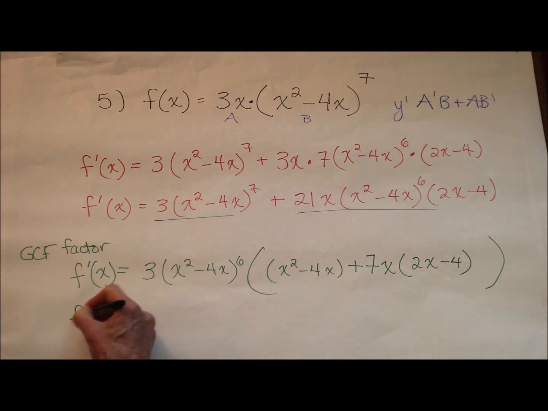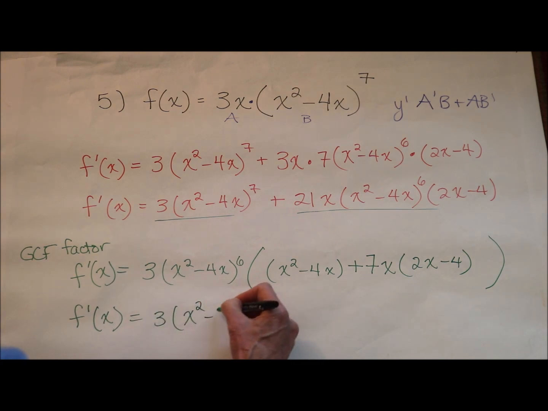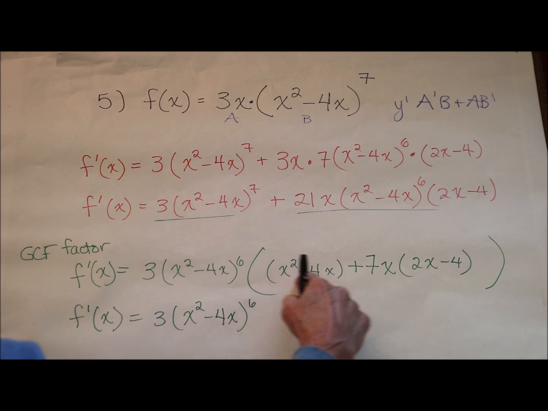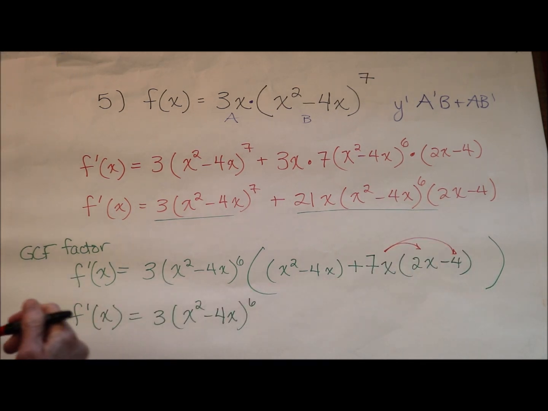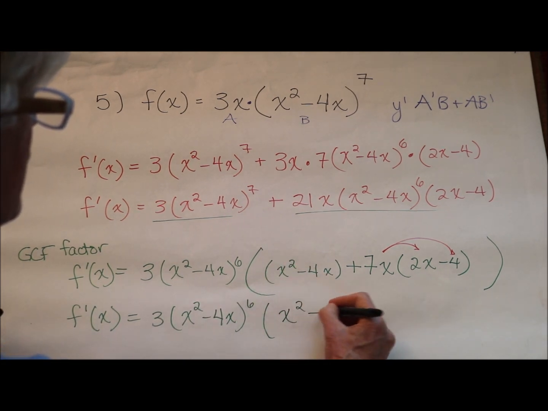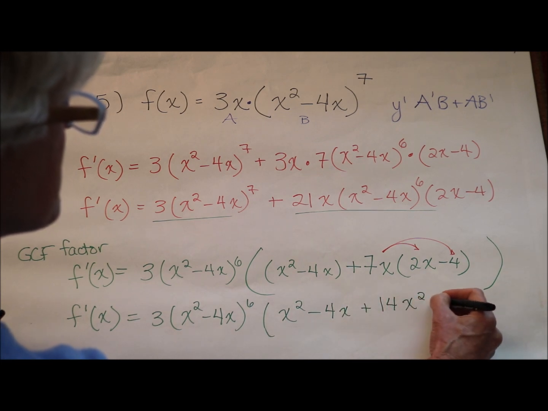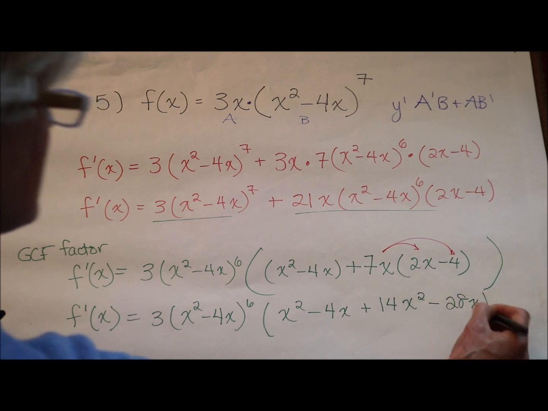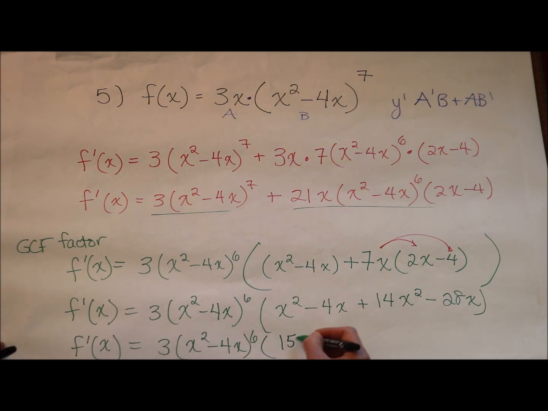When you do factor to simplify, often the last piece is to clean up what I call your leftovers. Your leftovers are this bit inside here. So I have a 7x that I can distribute. And I don't need a parentheses anymore around that x squared minus 4x. That's going to give me 14x squared minus 28x. And I do have some like terms to combine now. So I have 15x squared minus 32x.